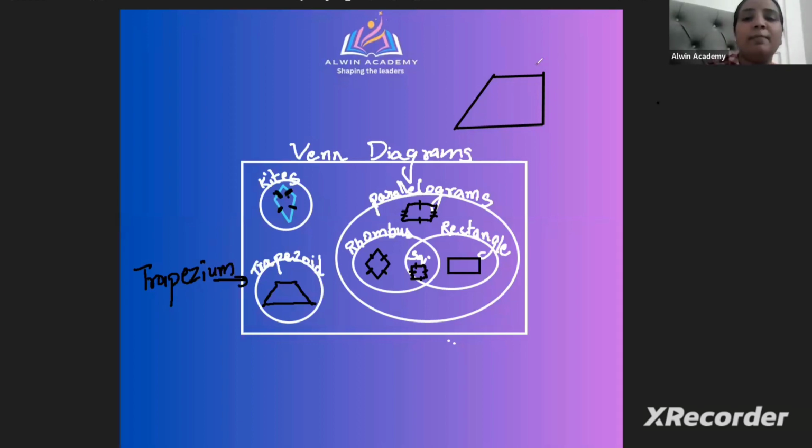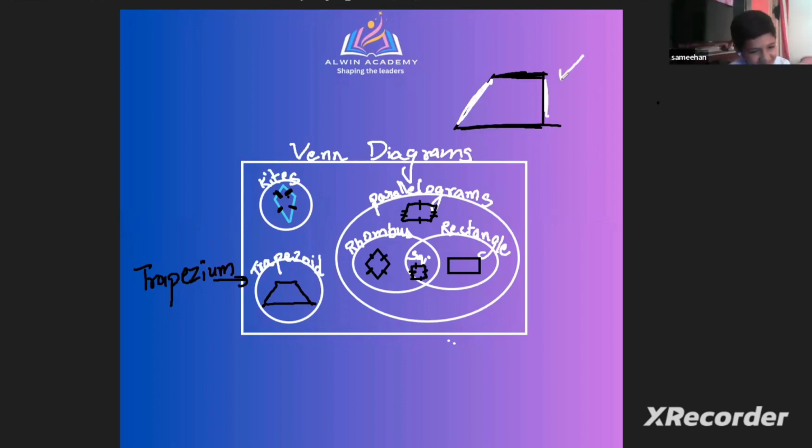Why? Because only one pair of sides is parallel. No, dekho, this is parallel to this one. The other one that you can see here is not parallel. So of course, this is a trapezoid, right?